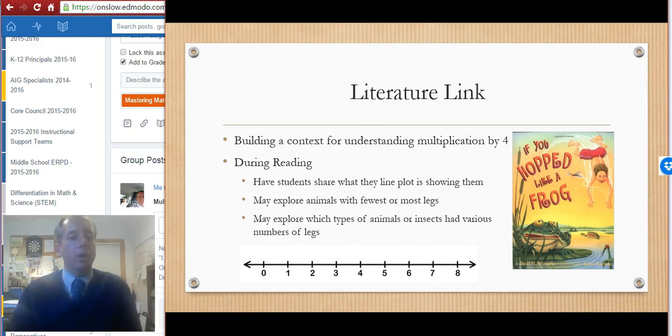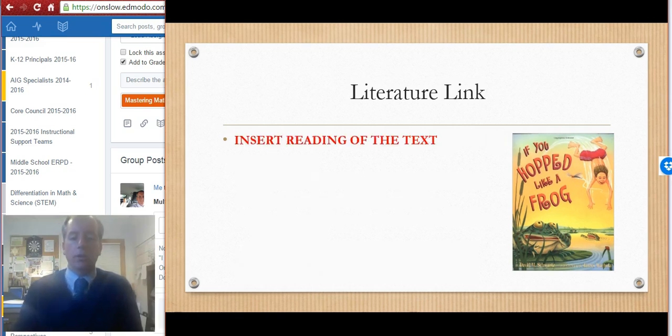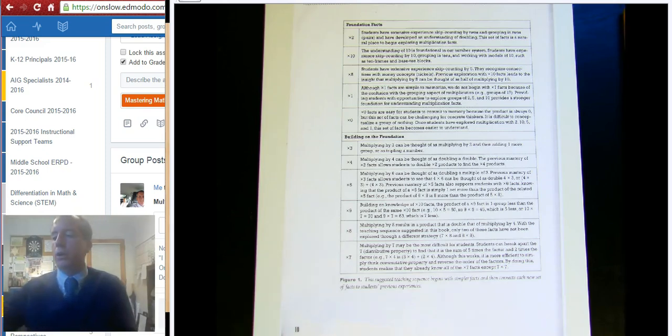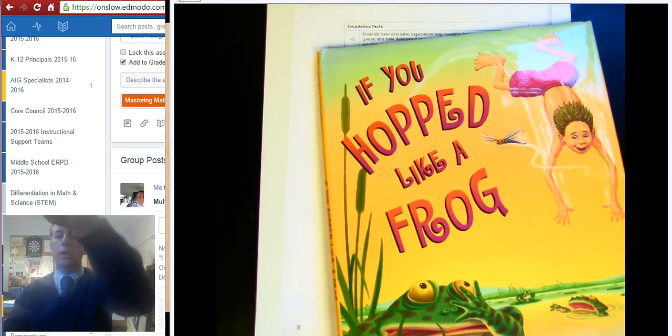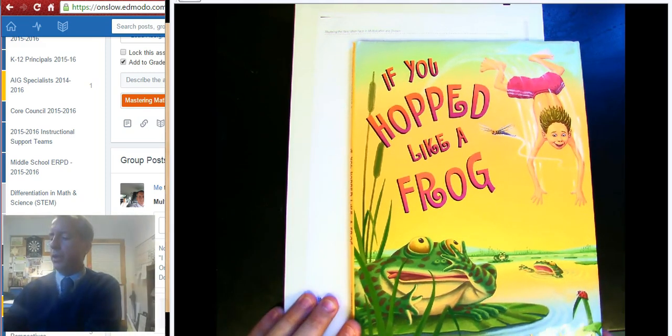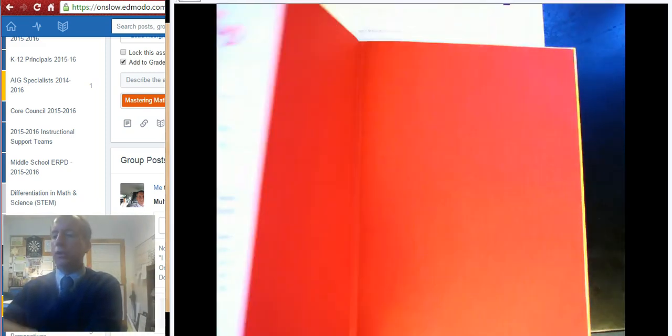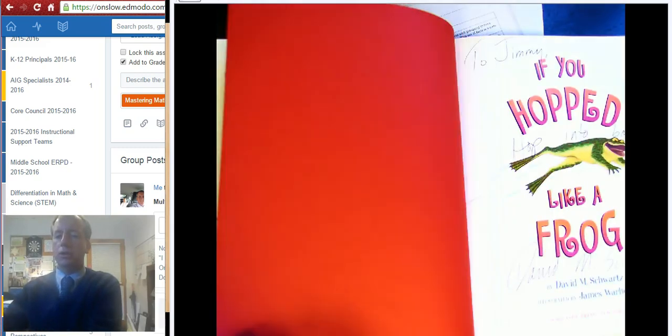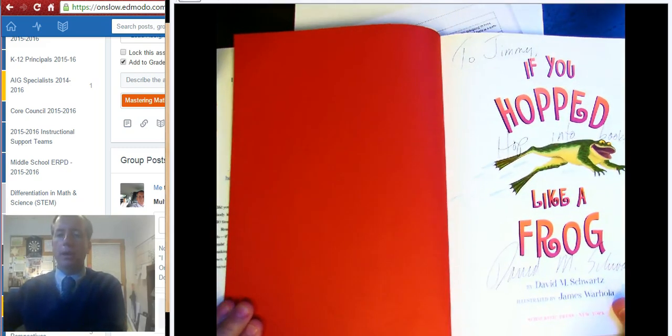So we're going to explore at the end, like which animals are going to have the fewest legs, which are going to have the most legs, in the story and then in other places. So let's go ahead and jump into our reading of the text. So let me switch back over to our document camera and slide our book over here for us. So this is If You Hopped Like a Frog, and this is written by David Schwartz. And so if you already know this text, you can certainly jump ahead a little bit.